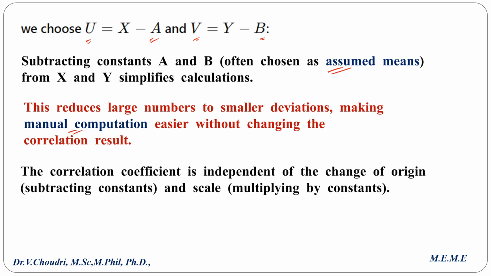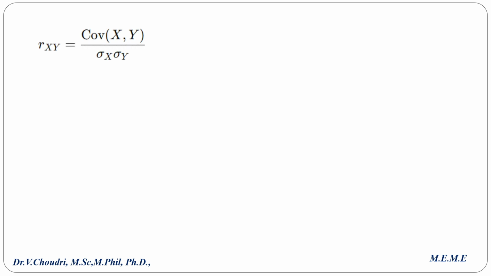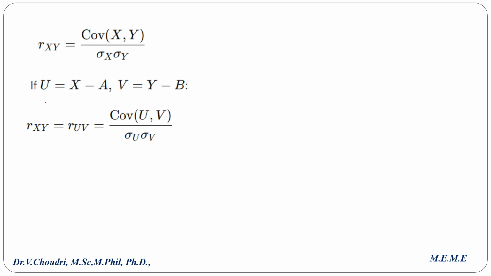And the correlation coefficient. After replacing x and y by u and v, is there any change in the correlation coefficient? No. The correlation coefficient is independent of change of origin. That means subtracting or adding a constant makes no change. Scale, multiplying by a constant, also makes no change. So we don't need to worry about keeping u and v instead of x and y. Now the correlation coefficient r_xy is nothing but the correlation coefficient of u and v.